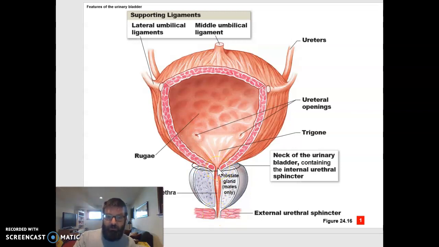That internal urethral sphincter, like the detrusor muscle, is smooth muscle, which means you do not have voluntary control over it. But fortunately, you do have voluntary control over your external urethral sphincter. Much like your external anal sphincter, this is what allows you to hold it when you need to hold it.